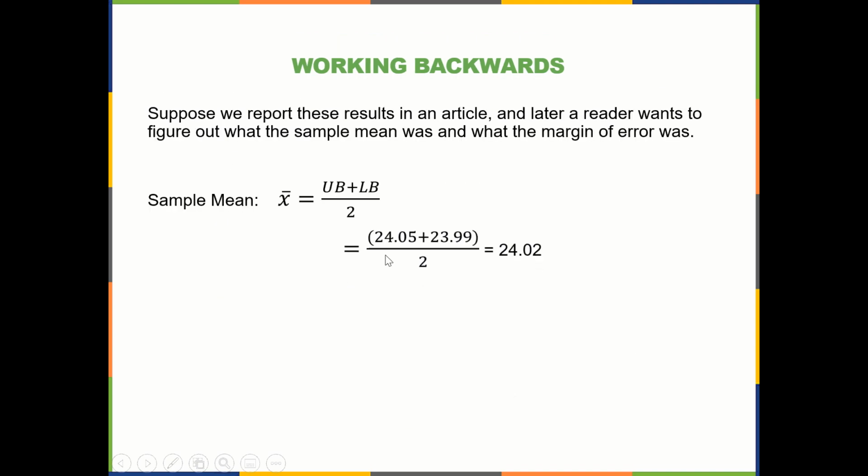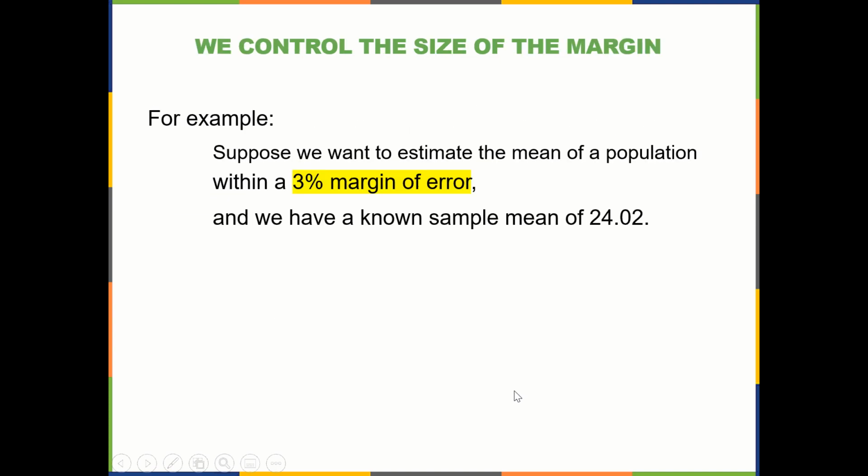So using our example here, our 2 boundaries average to a midpoint of 24.02, which was our sample mean given. And for the margin of error, subtracting them and dividing by 2, we do arrive back at the margin of error. We control the size of the margin.